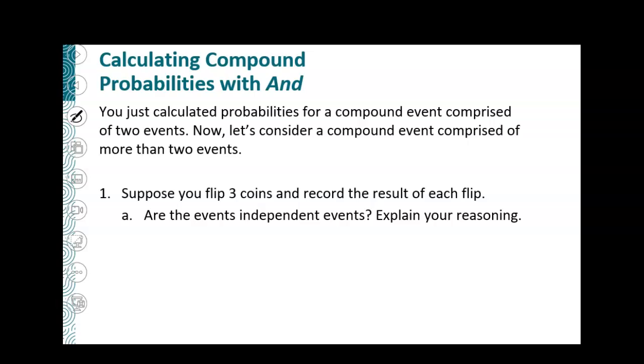Okay. Let's consider a compound event comprised of more than 2. So how many events are happening here? 3. How many times are we flipping the coin? 3 times. Okay. So first flip, second flip, third flip. That's 3 events.